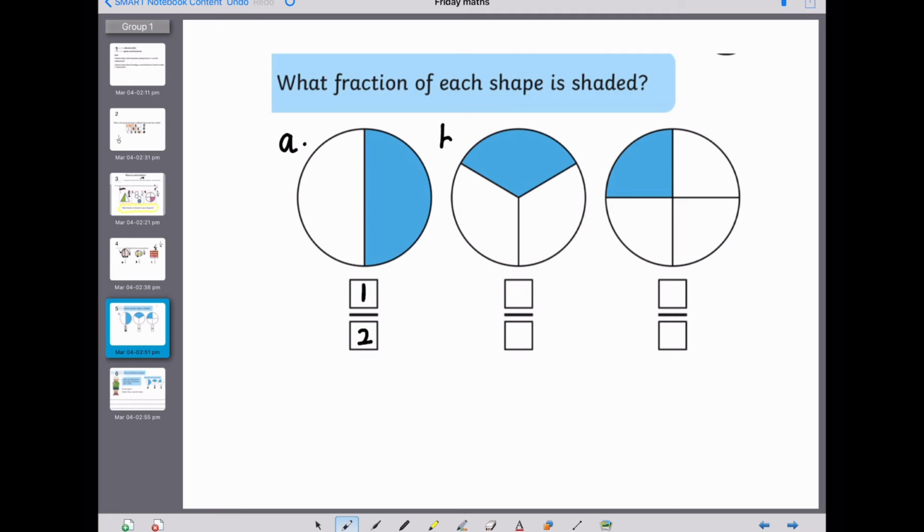Can you write on your board or your piece of paper what fraction of the shape B is shaded? So we should have 1/3 because this shape is split into 3 parts. Write on your board or piece of paper what fraction of shape C is shaded. One quarter because 1 part is shaded out of 4 parts altogether.